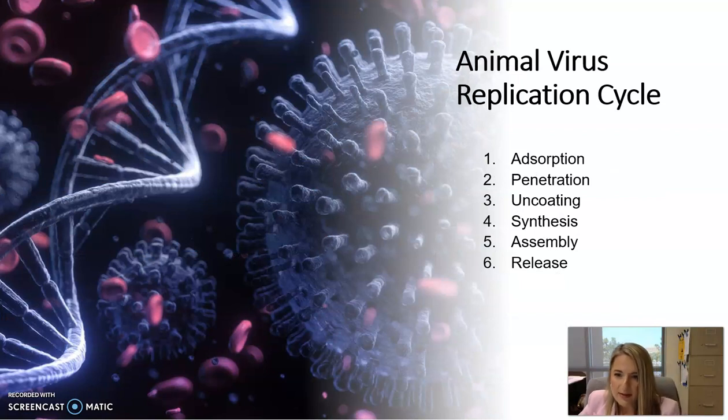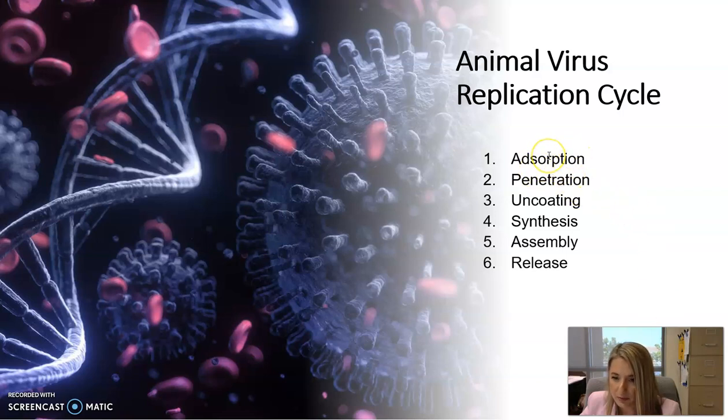So the next part of this lesson is going through the animal virus replication cycle. When a virus infects an animal cell, such as a human cell, what stages does it have to go through, from the point of attachment to replicating more viruses, to eventually leaving that host cell to go on and infect more host cells? There are 6 stages.